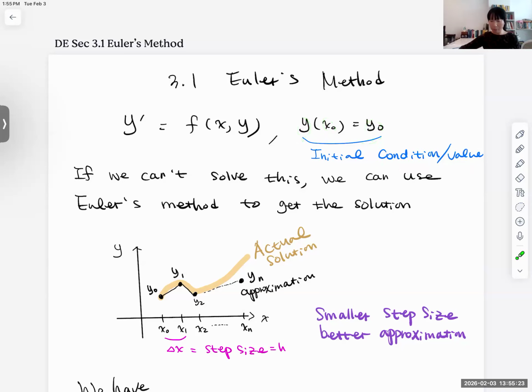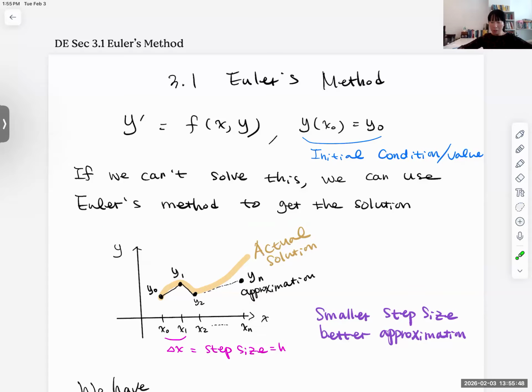So when do we use Euler's method? If we cannot solve this differential equation, then we can use Euler's method to get the solutions.